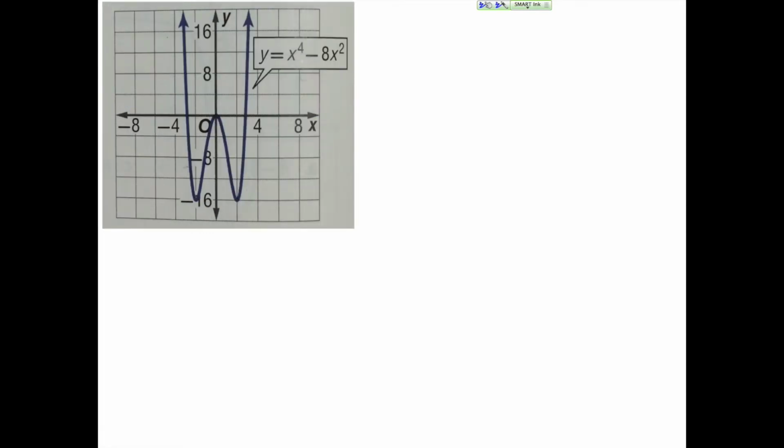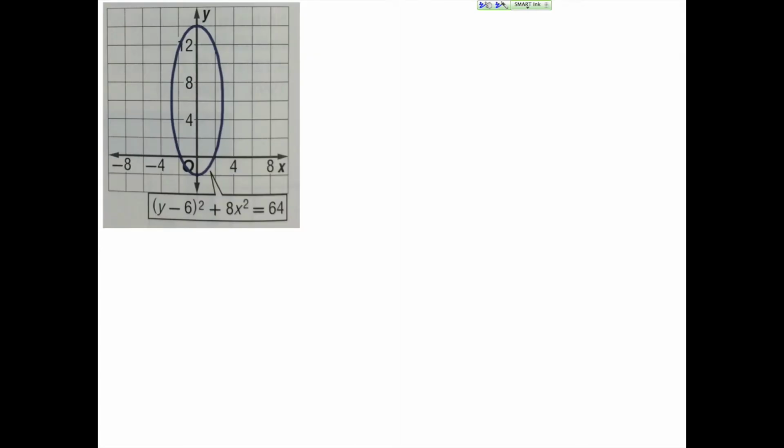Y-axis and x-axis, and probably origin. So that one's probably got all 3. Okay, what about this one? This one just has origin. What about this one? Y-axis. Good. That one's y-axis as well. All right, I think that's it.